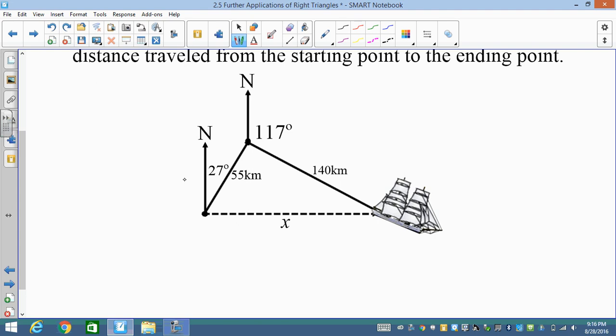So one of the things to do is we got to use some geometry here. Since both of these lines are pointing north, we get to claim parallel lines. So imagine this coming down. But the idea here is that this is 27 degrees, which is going to make this one its complement.